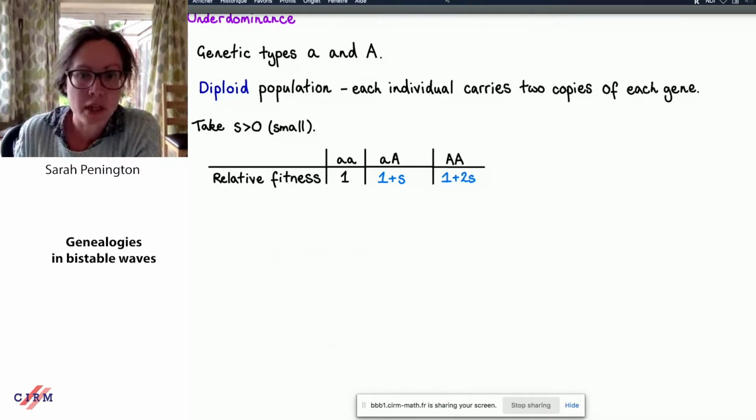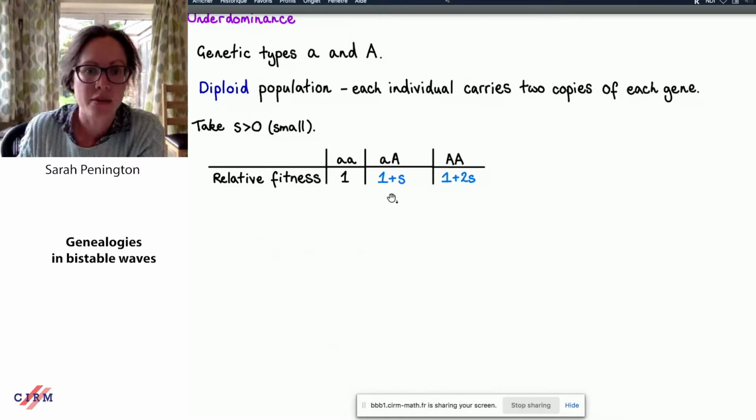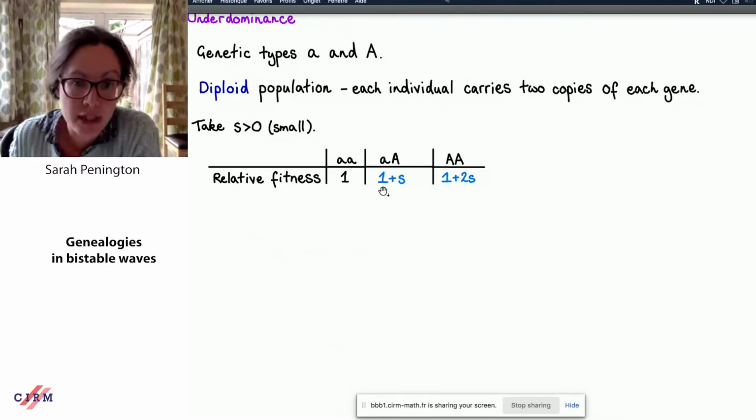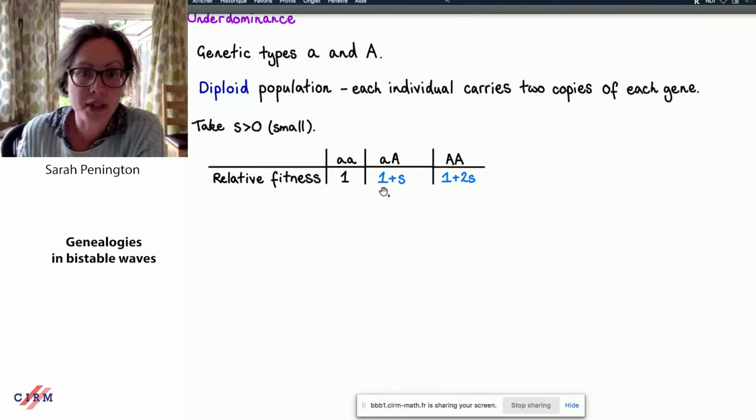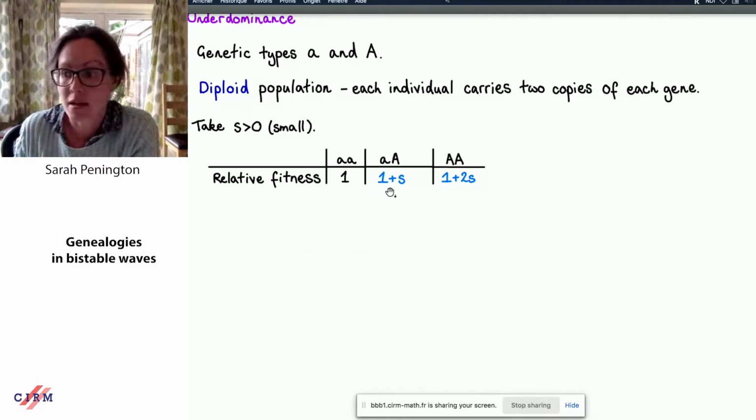So these blue values are going to change, but first of all, let's just think about the case where the relative fitnesses were like this. The advantage in fitness of having one copy of capital A is exactly half the advantage in fitness of having two copies of type capital A. So in this case, we would expect the behavior to be essentially the same as in the directional selection case on the previous slide. So what we're going to look at instead is we're going to modify these relative fitnesses.